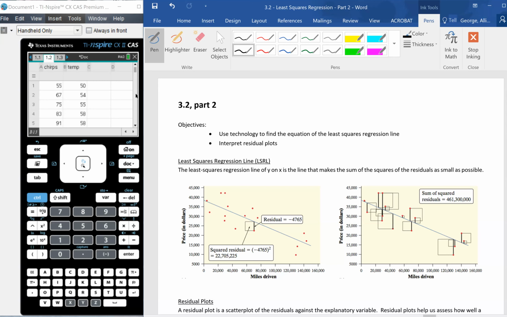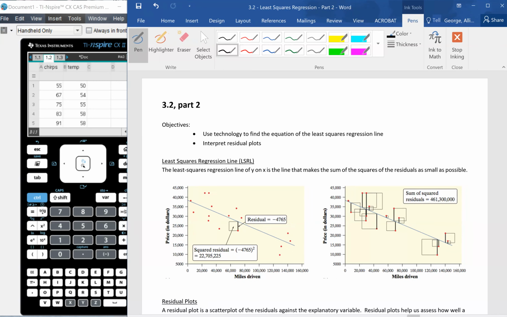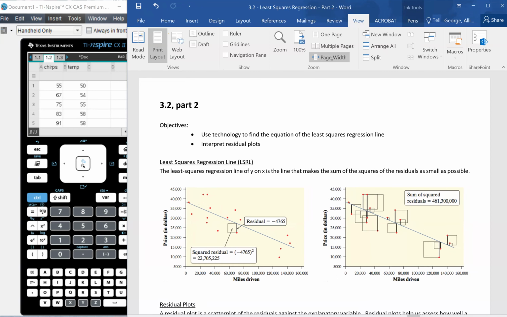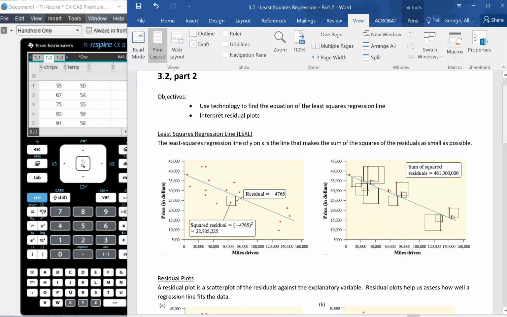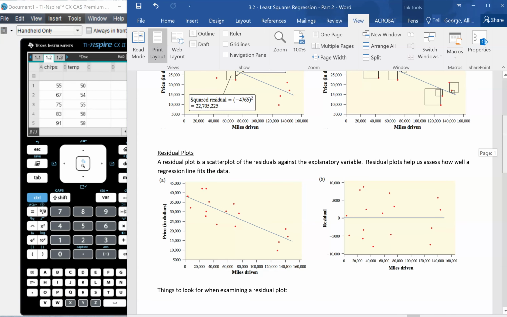So for this next part down here, residual plots, this is something new that you're going to have to work through. I have my window a little funky here. Hang on. There we go. Okay, so your residual plot is different than a scatter plot.